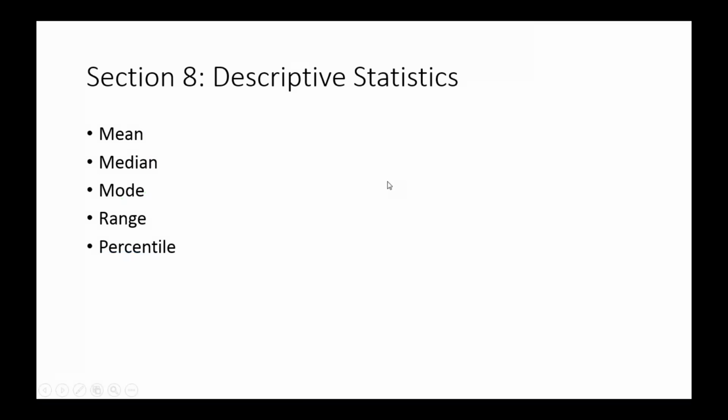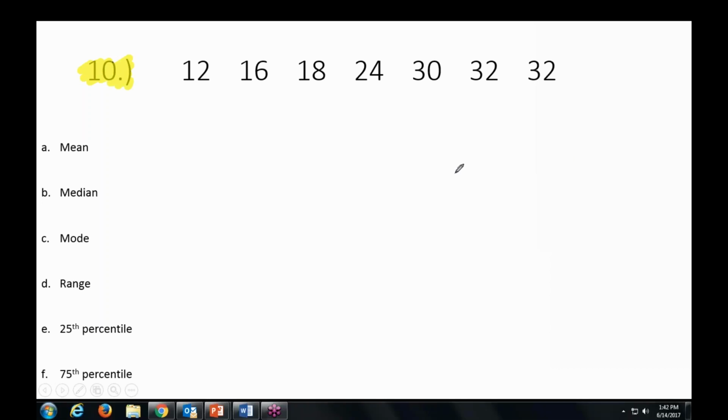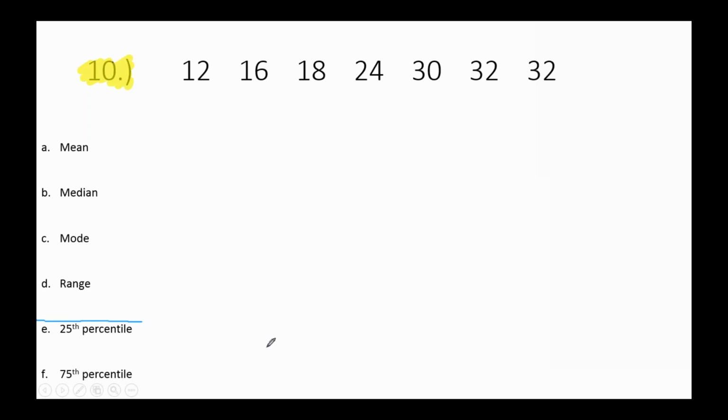Okay, let's do some math. All right, so we have a number set here. We're going to find the mean, median, mode, range, 25th and 75th percentile. You're welcome. I put them in order least to greatest for you. Now, one thing that I do want to point out is that this number 10 over here is the problem number. It is not part of the problem. So that number does not belong as part of this problem. That could cause you issue. All right, so I want you to do A through D. Find the mean, median, mode, and range. We're going to do the percentiles together. So I'm going to give you a minute to do the first four.